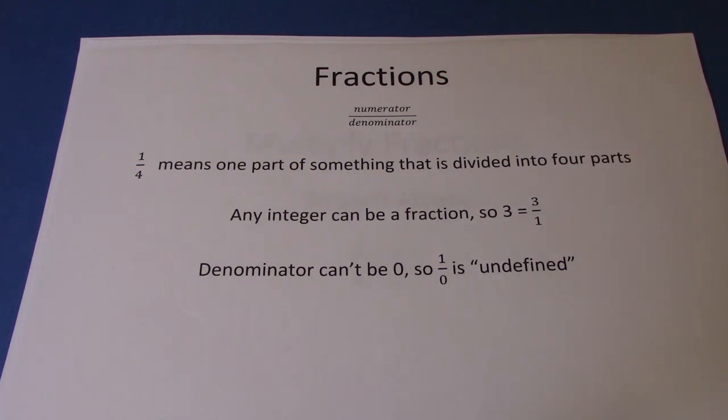Any integer can be a fraction. Remember, any number that's divided by itself, that's the identity, so it doesn't change its value, it just changes the format. So 3 divided by 1, or 3 over 1, is the same as 3. But we can't divide by 0, so anything that has a denominator of 0 we call undefined.